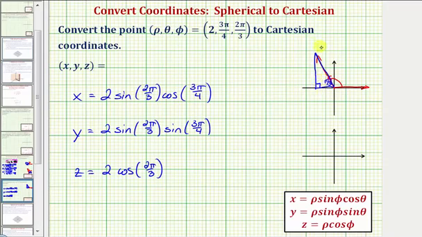So the reference triangle would look something like this, where we have a 30-60-90 reference triangle. So we can label the three sides 1, 2, √3, but because we're in the second quadrant where x is negative, this would be negative 1. So we can use this reference triangle to find the trig function values for 2π/3 radians.